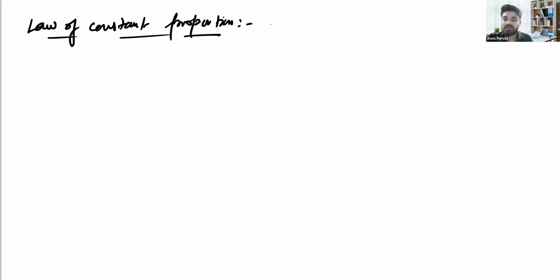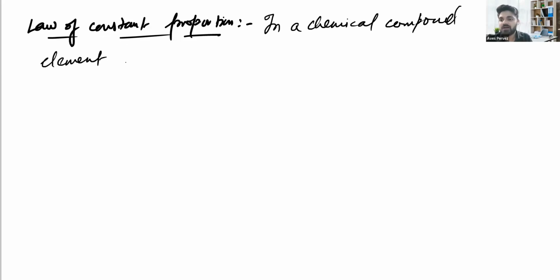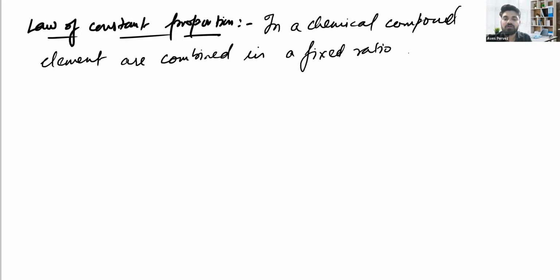So what is the law of constant proportion? The law of constant means that there is something constant we are talking about. So what does it say? That in a chemical compound, elements are combined in a fixed ratio by mass.